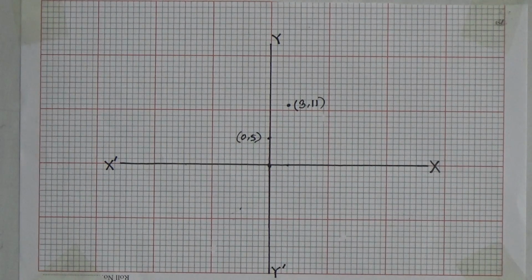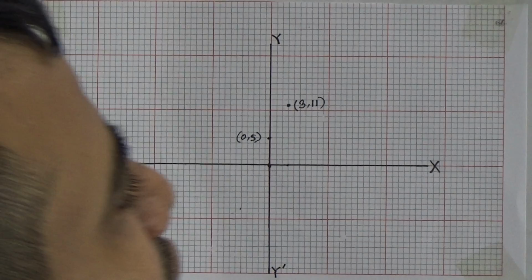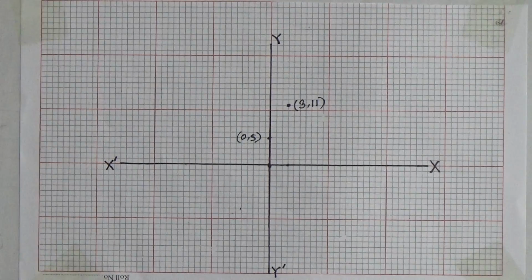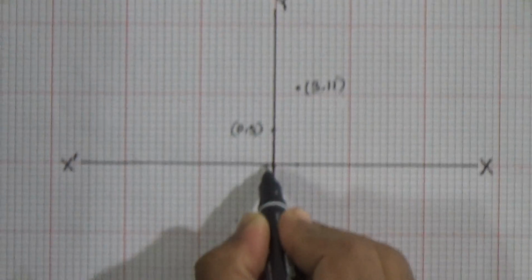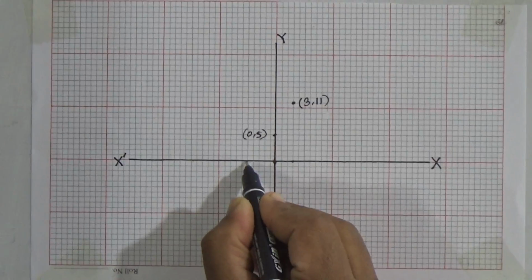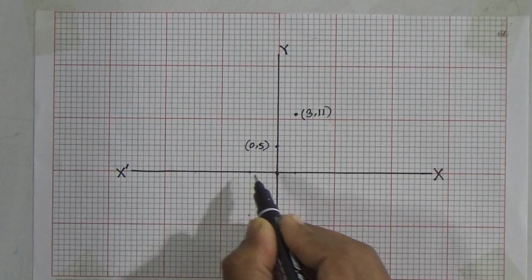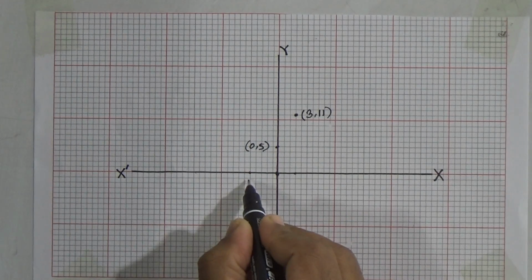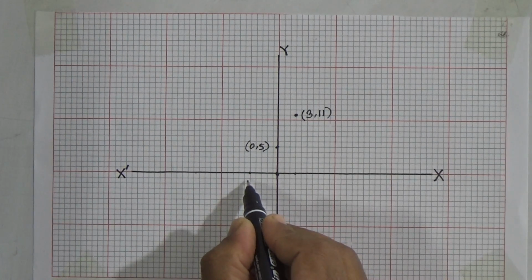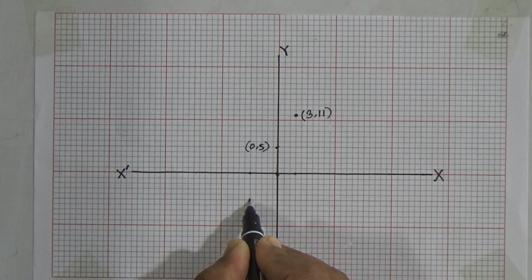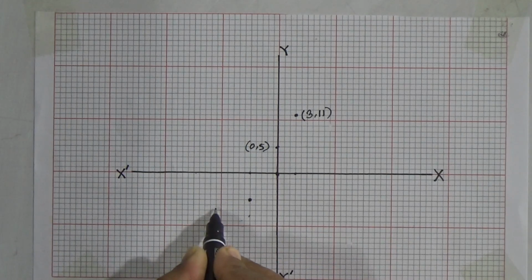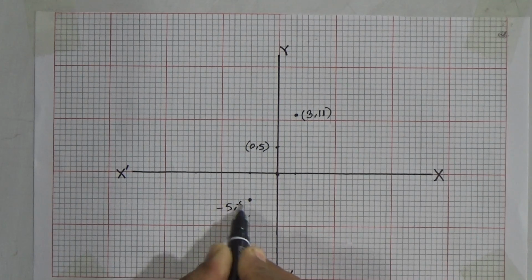Okay, dear students. And my dear students, we also need to put the point (-5, -5). From the x-axis you should go to the left side 5 steps: 1, 2, 3, 4, 5. This one is -5. And -5 is also the value of y, so you should go to the lower side from the x-axis: 1, 2, 3, 4, 5. This means this point is our (-5, -5) point.